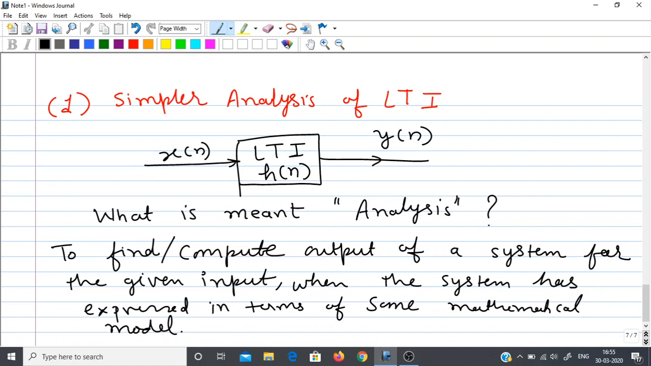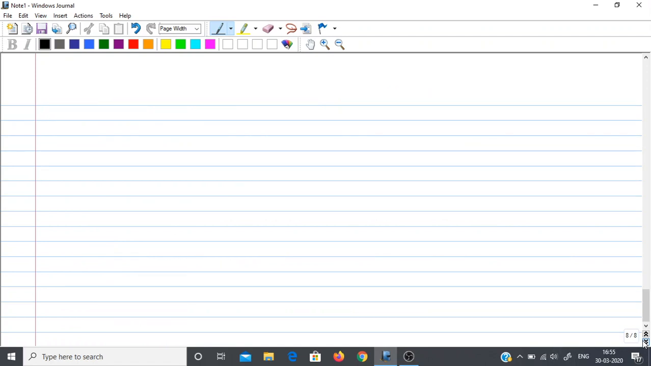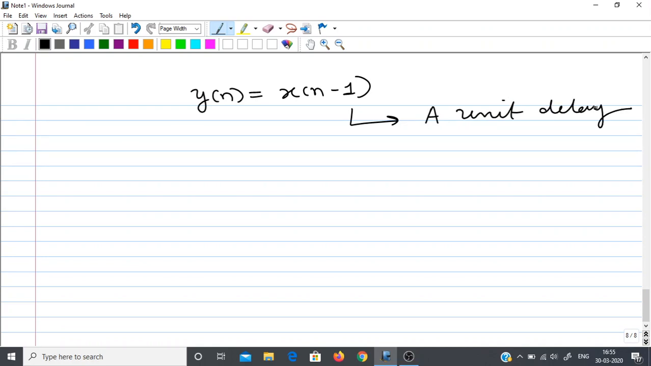Now, this mathematical model can be given in various forms, in various ways. The mathematical model can be given in the form of an input-output relationship. For example, let's say you have the input-output relationship y[n] = x[n - 1]. This represents a unit delay system, and it has been expressed in terms of this input-output relationship.